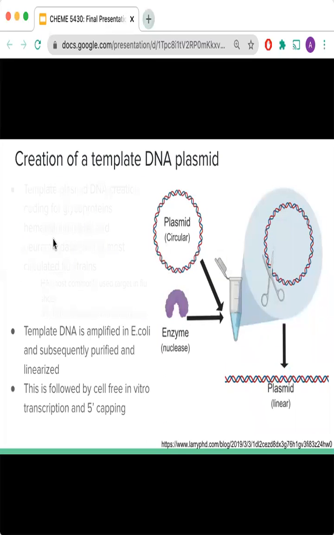The template DNA is amplified in E. coli and subsequently purified and linearized. This is then followed by cell-free in vitro transcription and 5' capping.